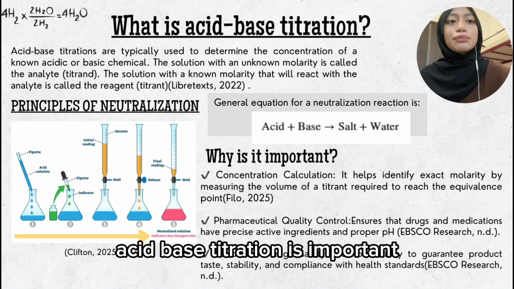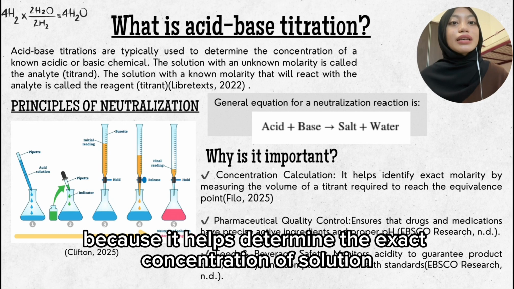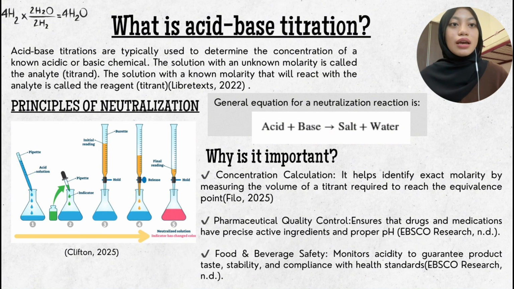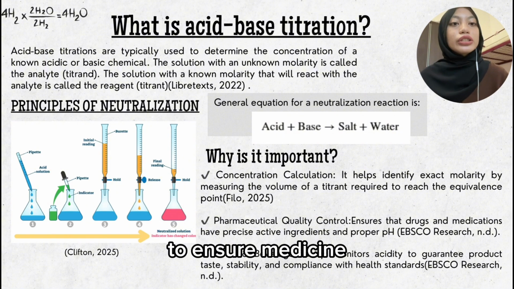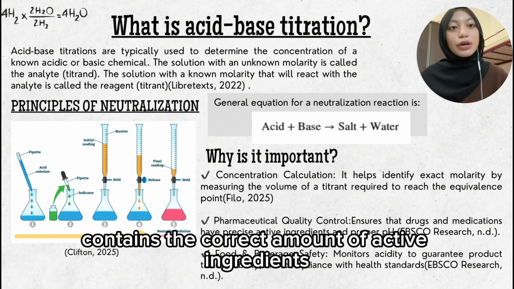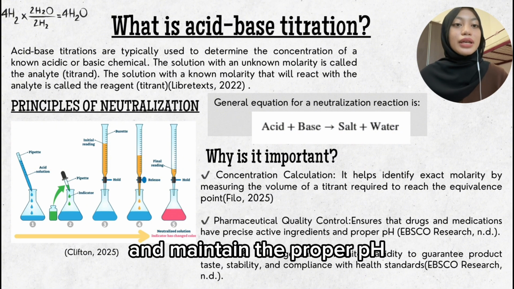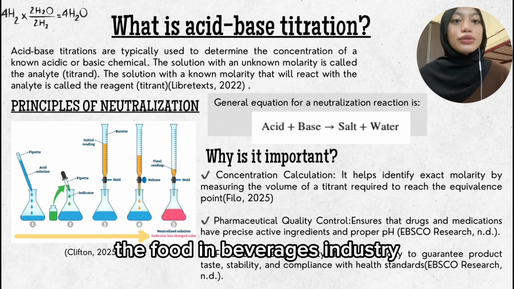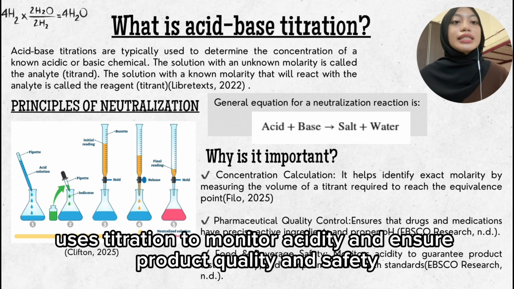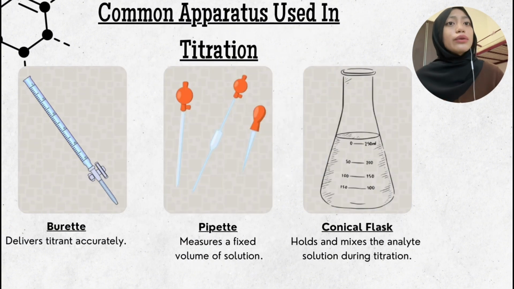Acid-base titration is important because it helps determine the exact concentration of solutions. It is also widely used in pharmaceutical quality control to ensure medicines contain the correct amount of active ingredients and maintain the proper pH. In addition, the food and beverage industry uses titration to monitor acidity and ensure product quality and safety. Now, let us look at the common apparatus used in acid-base titration.